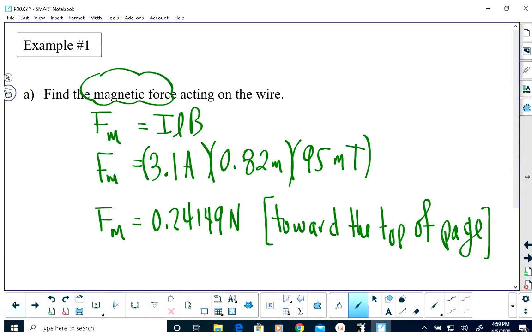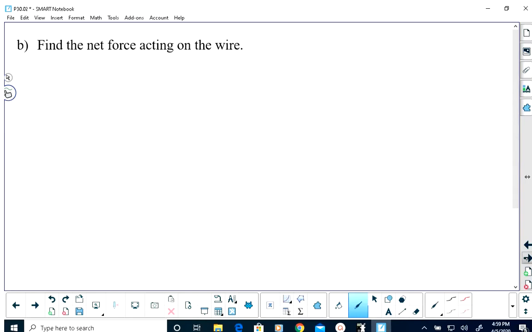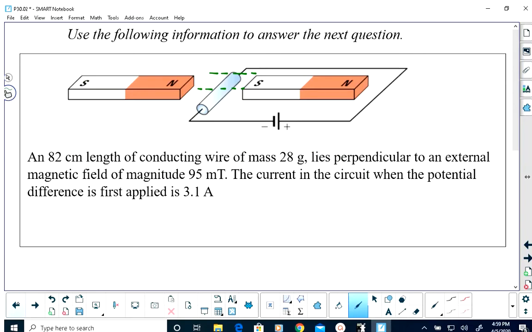Hopefully that made sense. One more little question, which asks us to determine the net force acting on the wire. Well, normally we go through this discussion where we talked about this in the last video, where the magnetic force was the net force, and the reasoning behind that statement is that the magnetic force was the only force, and a lot of the time it's the only force. But in this question, they make a big deal of telling you the mass of the wire. The mass of the wire is 28 grams.